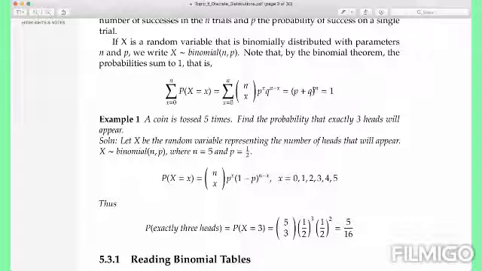Some examples. If you toss a coin 5 times and the coin is fair, of course, if someone just tells you that a coin is tossed 5 times, then we assume that the coin is fair, and the probability of getting a head is a half, and that of getting a tail is a half. In this case, n is 5 and p is a half. Then the question requires us to find the probability that exactly 3 heads will appear, and that's why x is here. You substitute x equals 3, and then you should be able to get that.